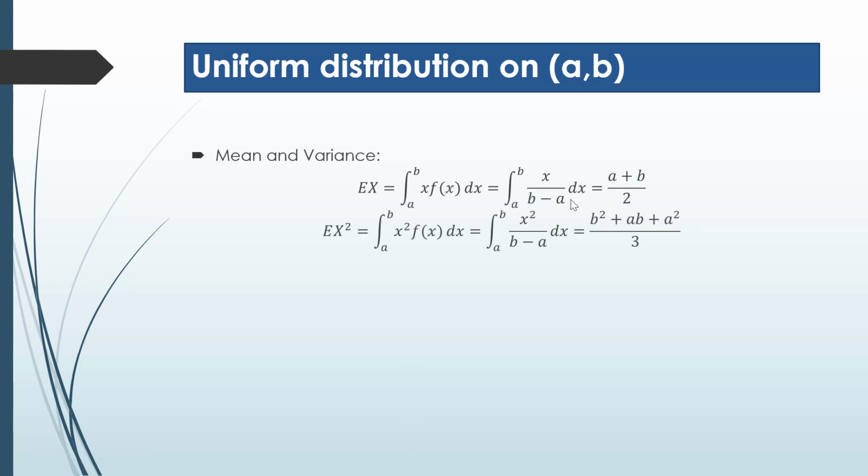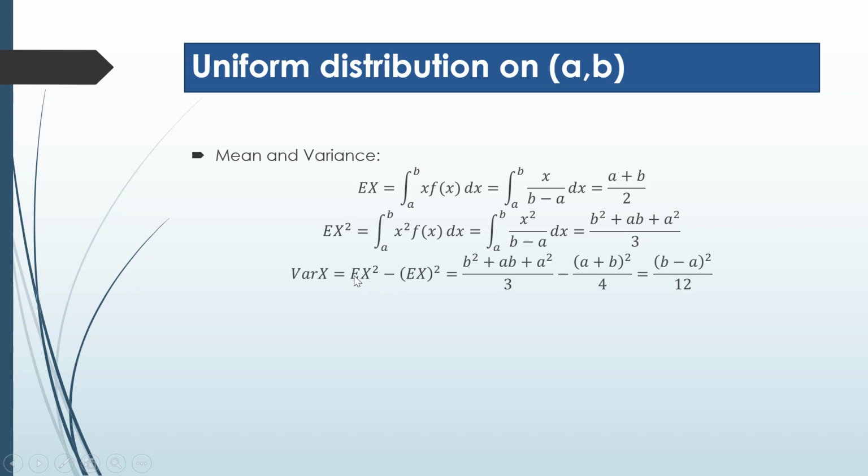To find variance, remember variance is basically E[X squared] minus (E[X]) squared. So first of all you have to find E[X squared]. E[X squared] is the integral from a to b of x squared f(x) dx, and we got this is (b squared plus ab plus a squared) over 3.